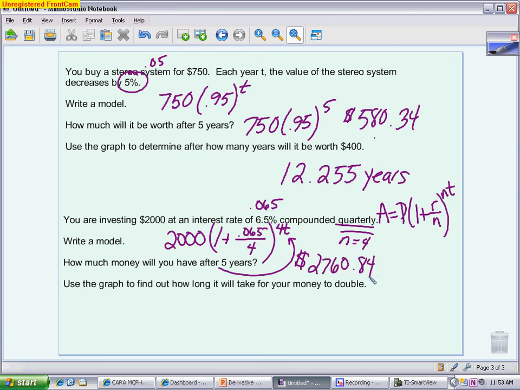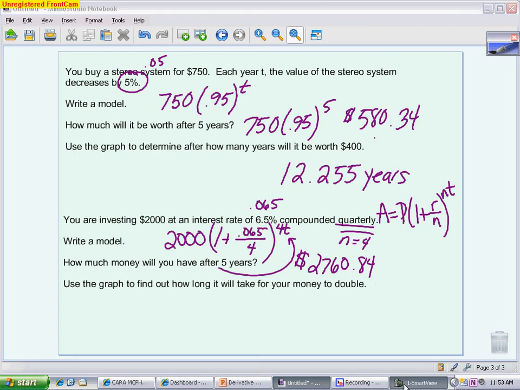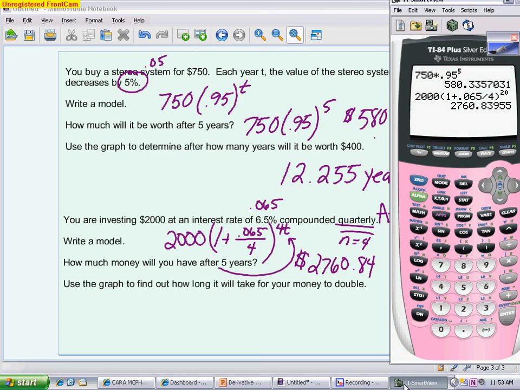And then finally, in the last part, we're making a prediction again, using the graph. We want to figure out how long it's going to take my money to double. So on my calculator, I'm going to graph my model in one line, and I'm going to graph my target amount, which is doubling up to 4,000 in the next one. So get rid of what I have here. So my model this time is 2,000 times 1 plus 0.065 divided by 4 to the 4t power. In this case, we're going to type 4x. If you have an older calculator, you have to put the 4x in its own parentheses. And then my target amount, I want to double. So if I started with 2,000, I want to get up to 4,000.